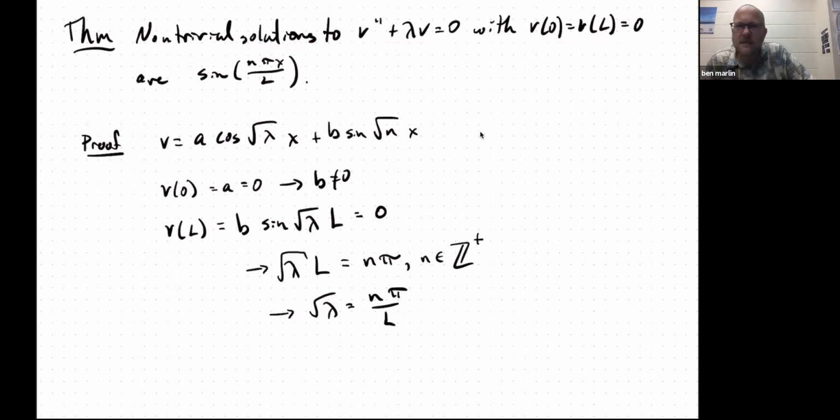So that's the reason why we say non-trivial solutions, so non-zero solutions to this equation, if they have the value at both ends being zero, the only possibility is that we've got sine n pi x over L, and I should probably put a little note in here for some n, which is a positive integer.